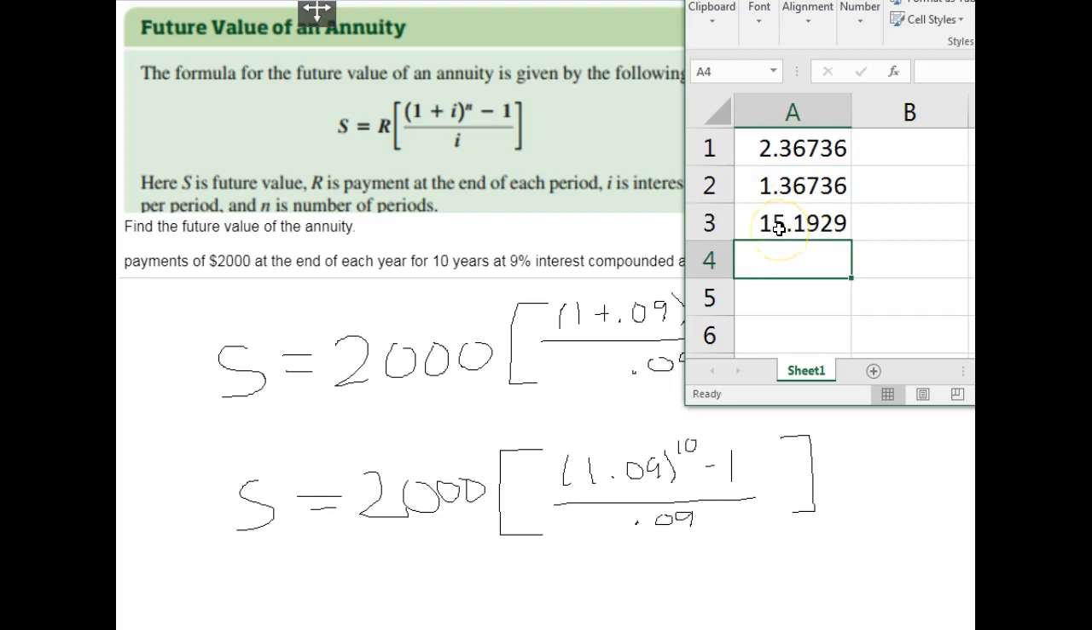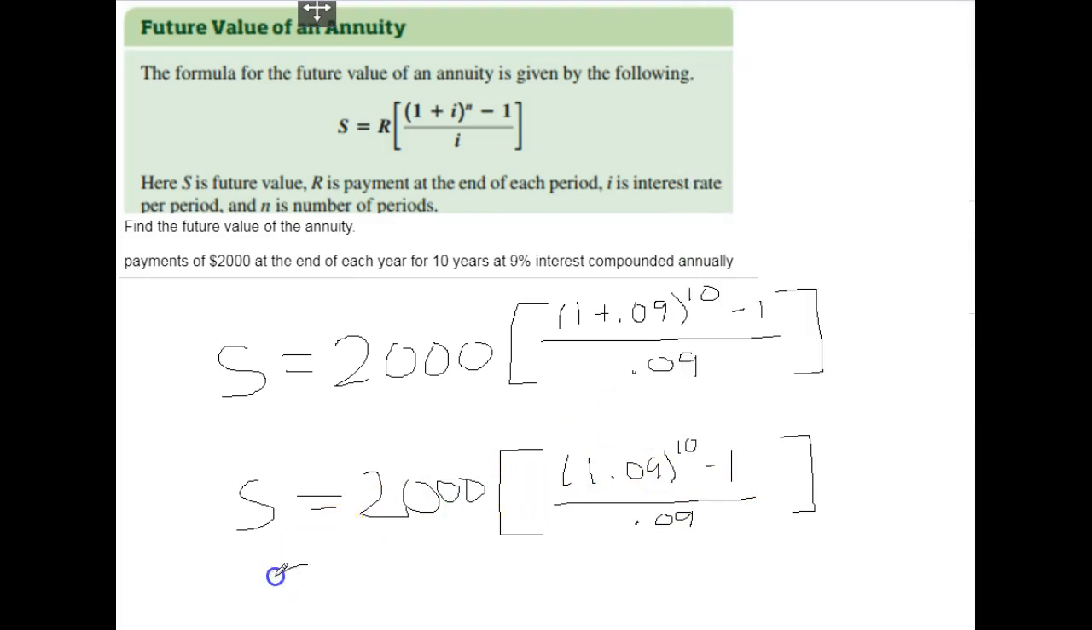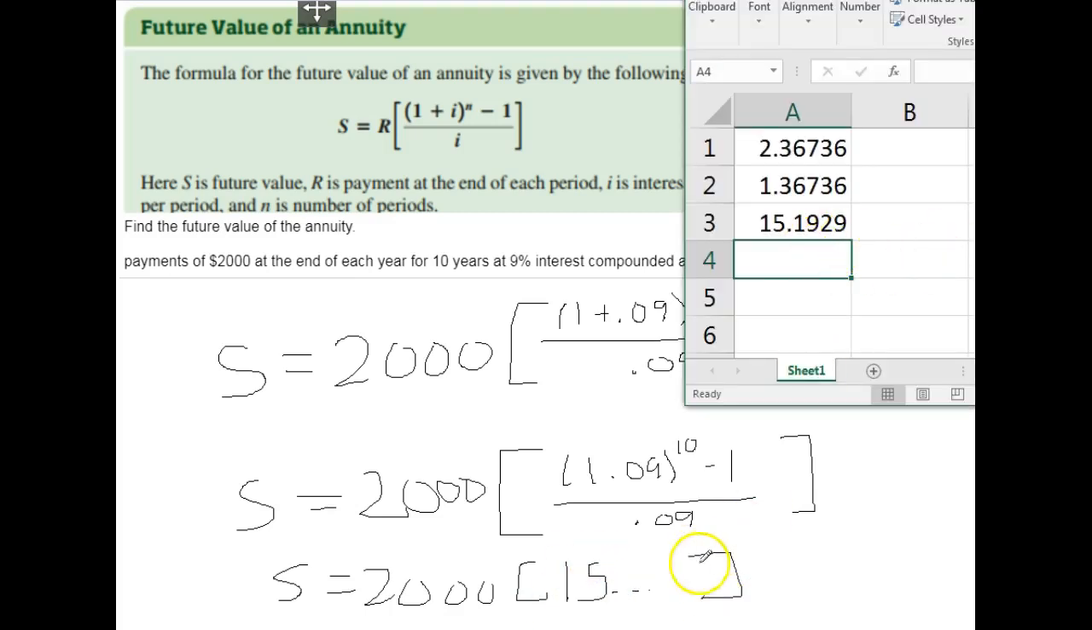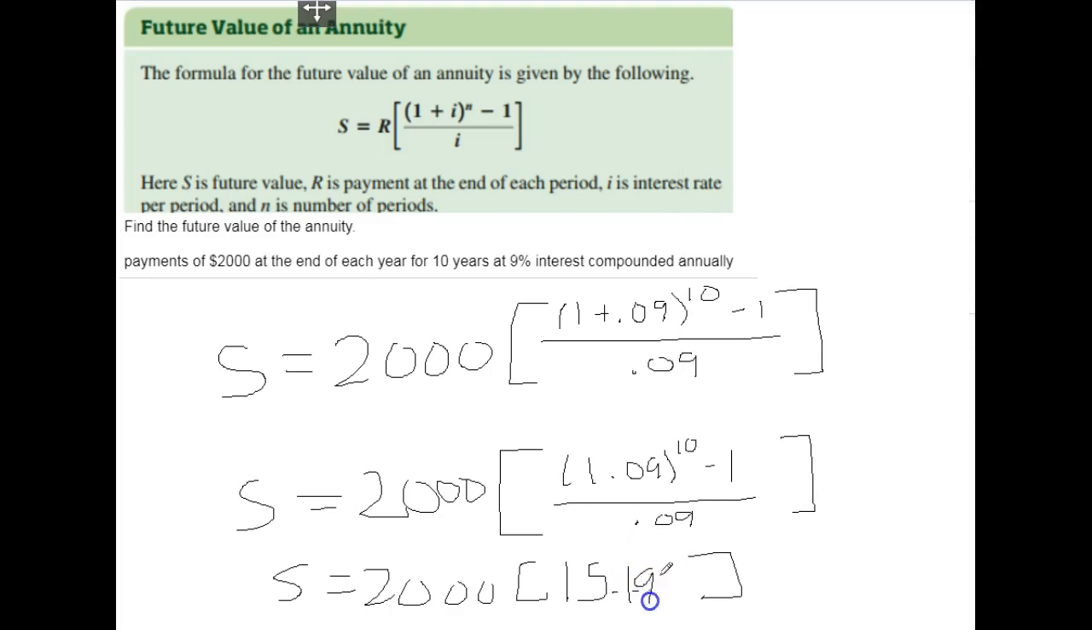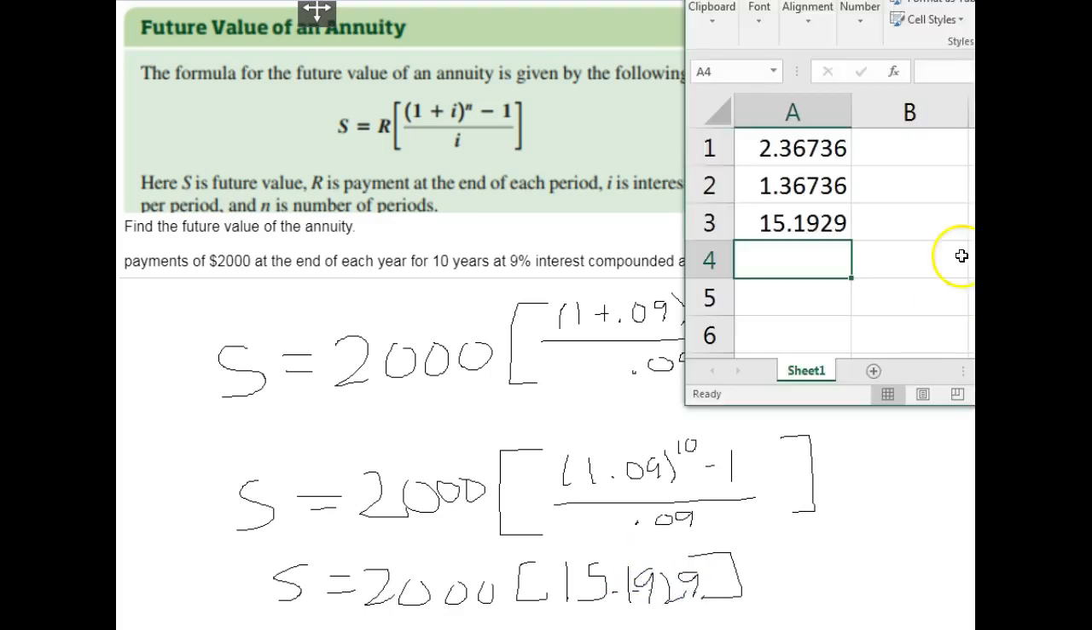So I get this. Now I've done all the computations here, and it reduces to a single number. I have S equals 2,000 times that number, which we'll look back at Excel to get, 15.1929. All right, and so I'm going to take that answer and multiply it by 2,000. And then that gives me what my future value will be.